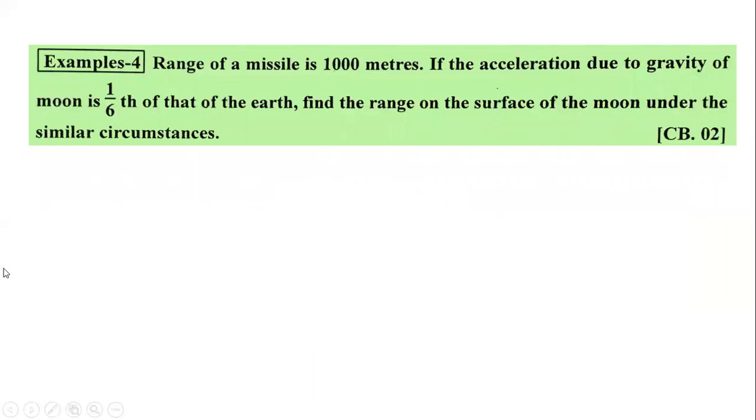Now we discuss another problem. Example 4. The range of a missile is 1000 meters. If the acceleration due to gravity on the moon is 1/6 of that of the Earth, find the range on the surface of the moon under similar circumstances.